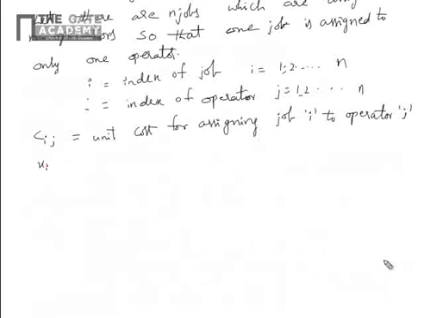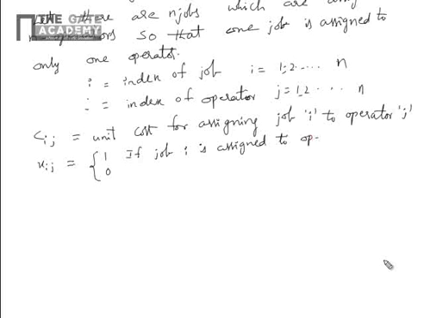Xij equal to 1 if job i is assigned to operator j, and 0 if it is not assigned.